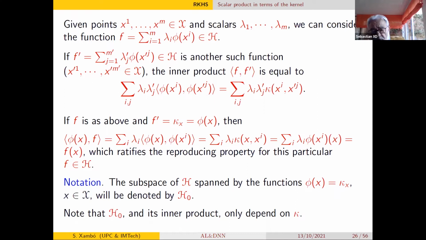Well, the space of curly H spanned by the functions phi of x, which are kappa of x, will be denoted, if needed, as curly H sub 0. It is to note that H sub 0 and its inner product, the one we defined here, only depends on the kernel, because this expression only depends on the kernel. Well, and of course, the functions themselves.